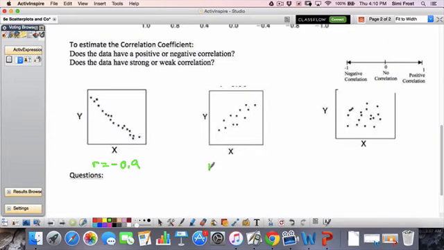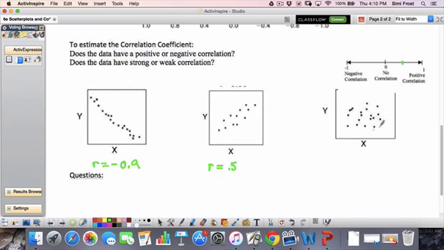Okay, for this one, does the data have a positive or negative correlation? Well, we're going uphill from left to right, so it is positive. And then does the data have a strong or weak correlation? Well, if you think of this as 0 and this as a perfectly straight line, I'm going to say it's probably someplace in between those two. There definitely is a correlation. It's definitely positive, but it's not super tight and it's not completely loose. So I'm going to say maybe it's right about here. So that would be 0.5 and positive.